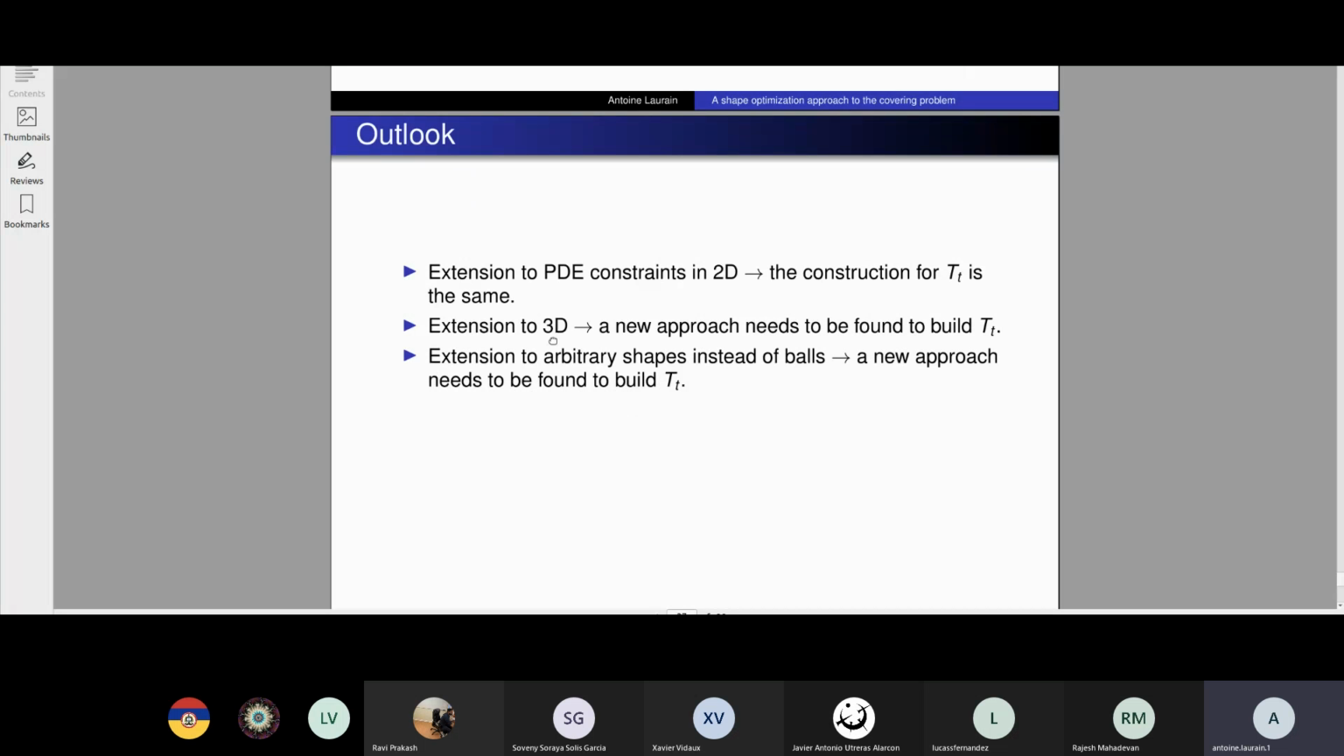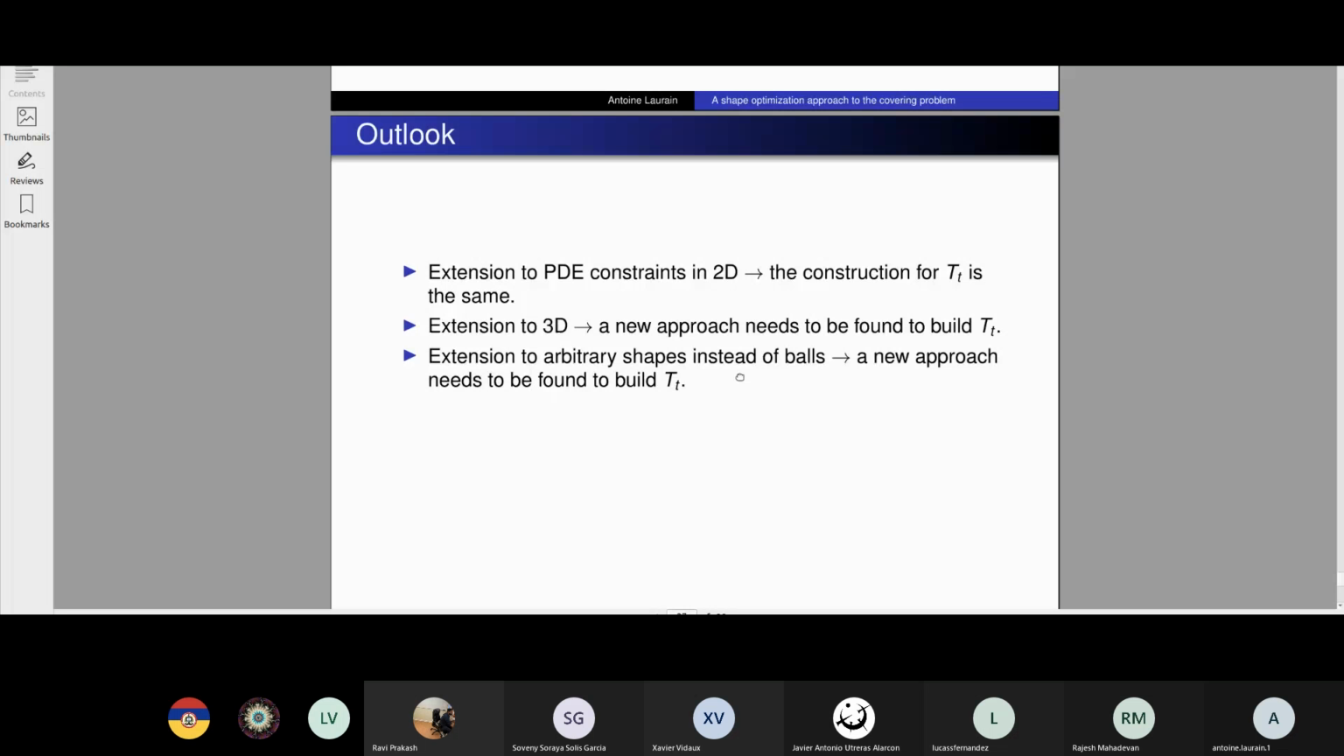And an obvious extension would be to 3D, but then the construction of the capital T needs to be different. So I don't know yet. I have some ideas, but I'm not sure yet how to do this exactly, because you cannot use polar coordinates anymore, so it's more difficult. And then there's the question of arbitrary shapes instead of balls, and this is also more difficult because you need to find another way to build this capital T, okay?